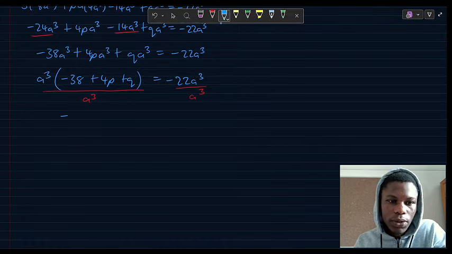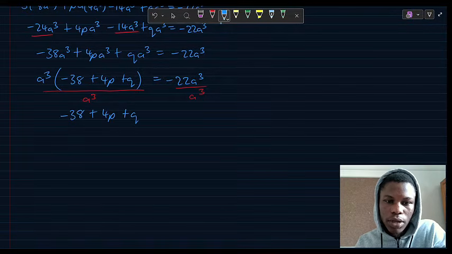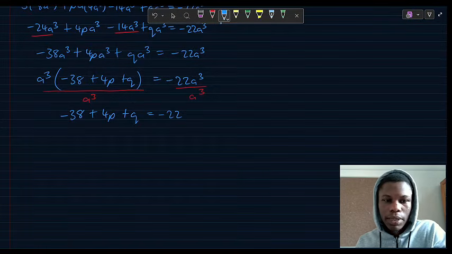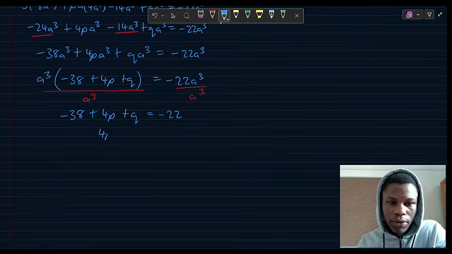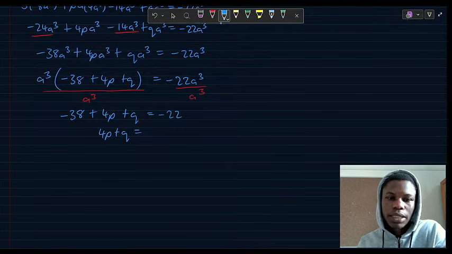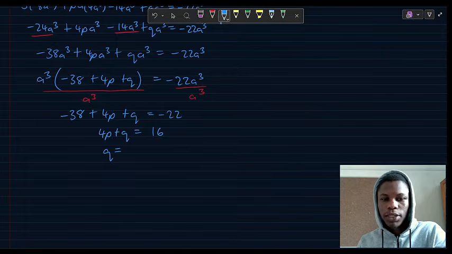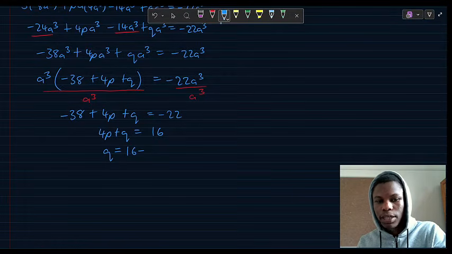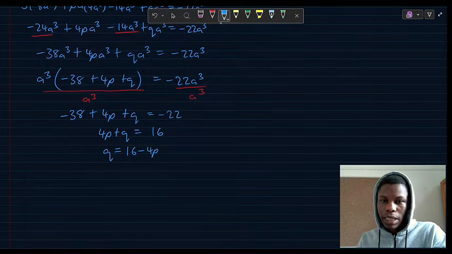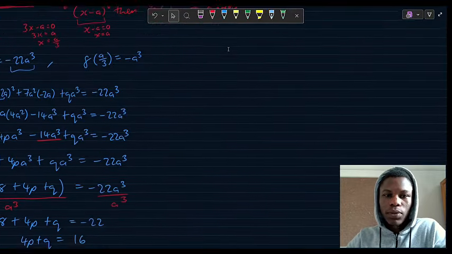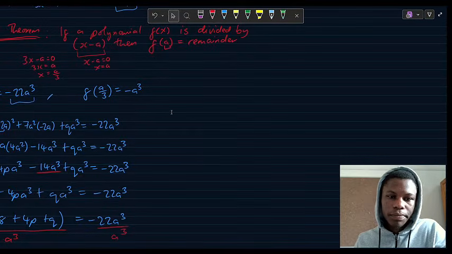Okay. So we end up with negative 38 plus 4p plus q is equal to negative 22. And we can simplify this further. So I can write this as 4p plus q is equal to 38 minus 22, which is 16. And we could even make q subject of the formula. Q is 16 minus 4p. And we can leave it here. And let's work with the other equation.